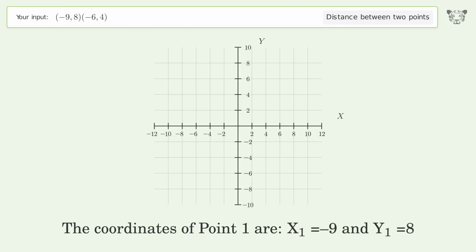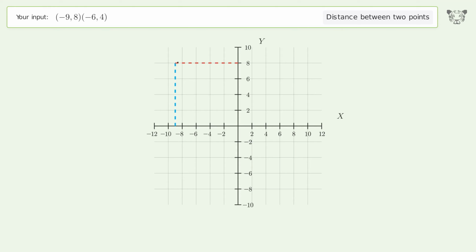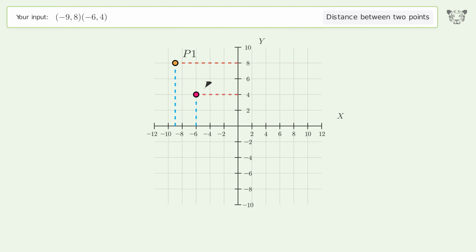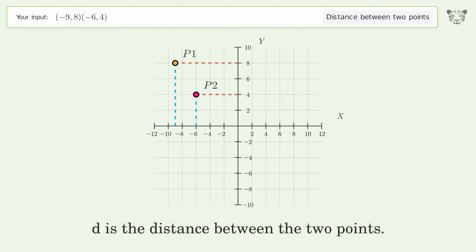The coordinates of point 1 are x1 equals -9 and y1 equals 8. The coordinates of point 2 are x2 equals -6 and y2 equals 4. D is the distance between the 2 points.